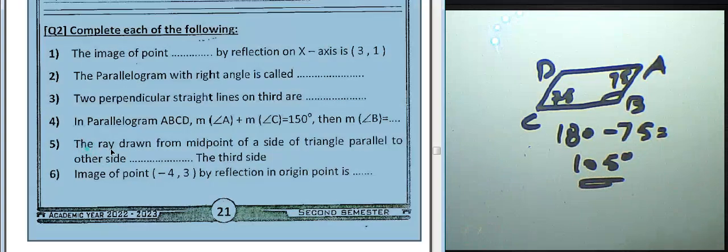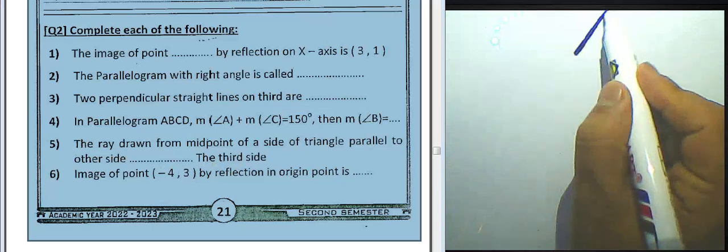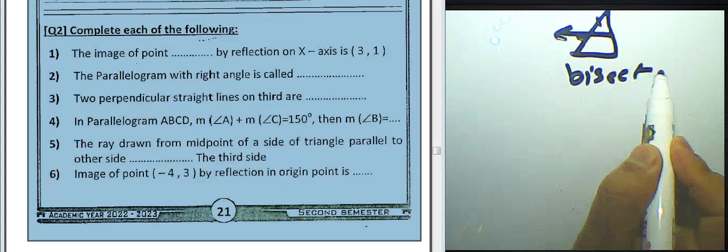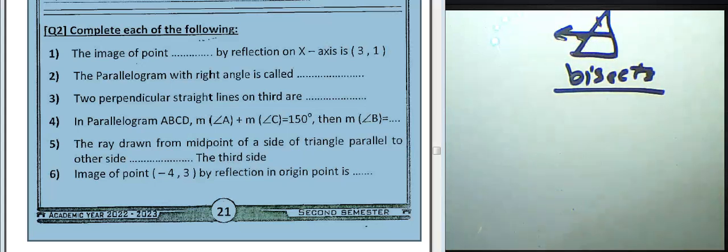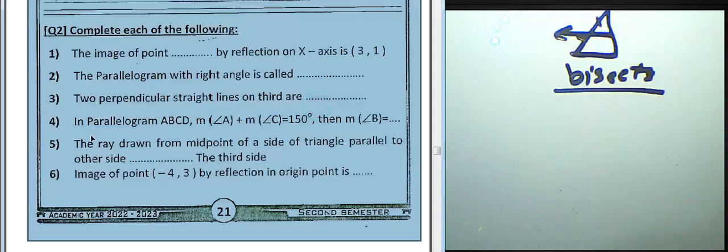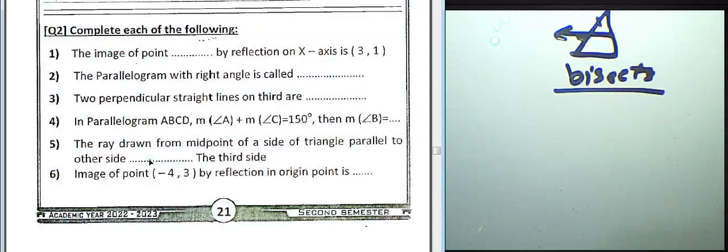Question number 5. The straight line drawn from the midpoint of a side of a triangle parallel to another side bisects the third side. It will be bisects. Bisects, okay? It will be bisects. Write here bisects in this space.